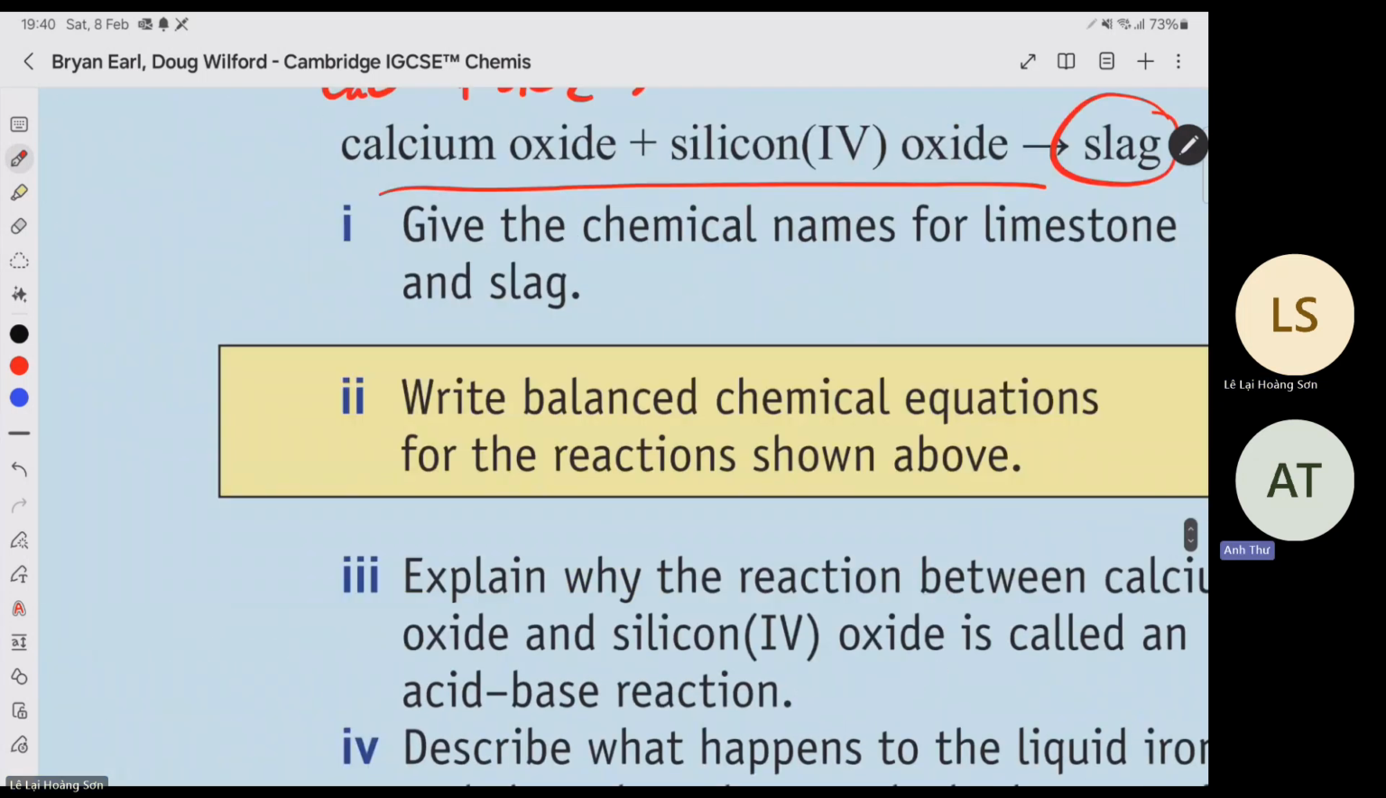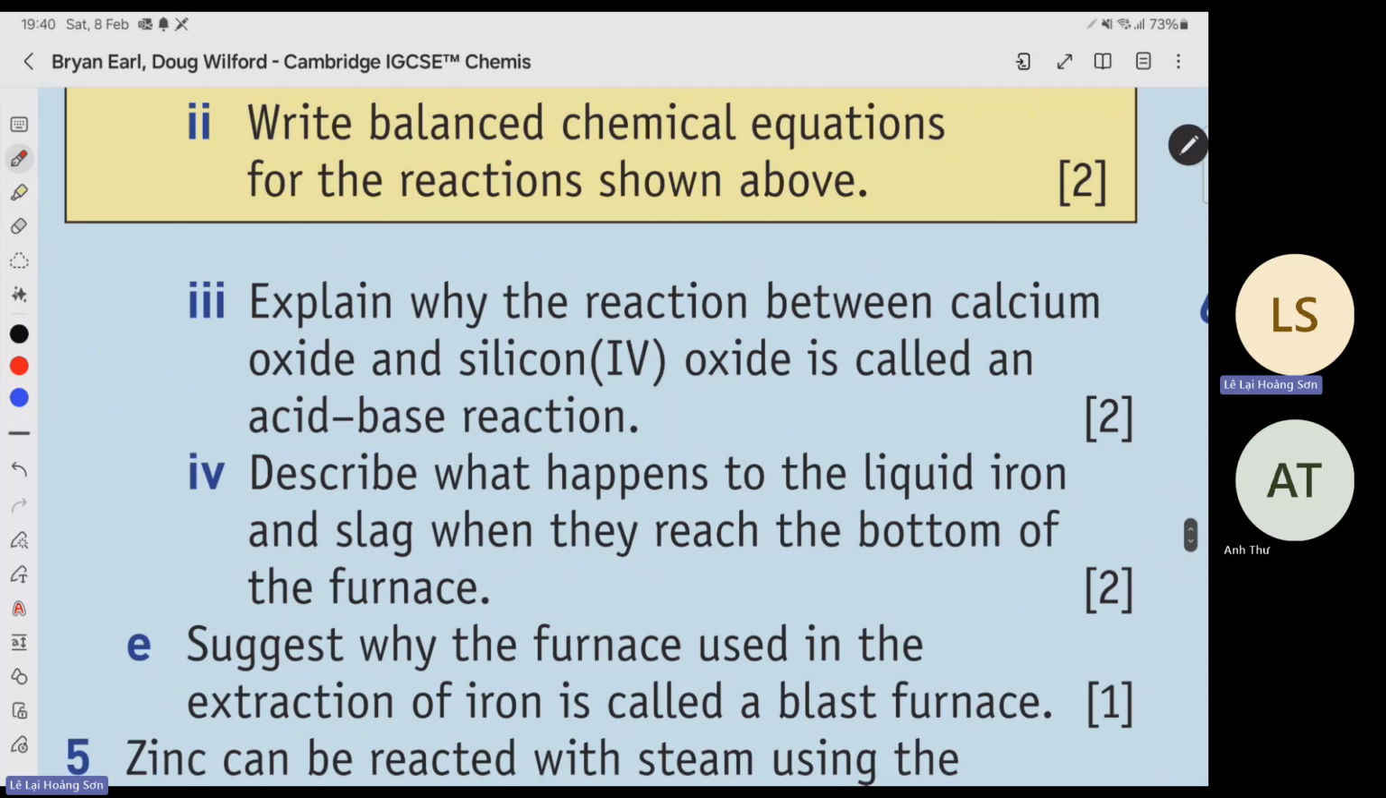Explain why the reaction between calcium oxide and silicon dioxide is called an acid-base reaction.